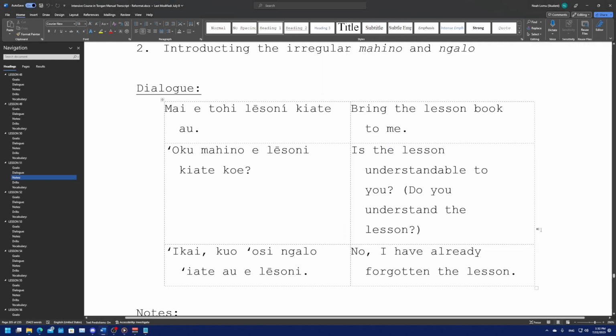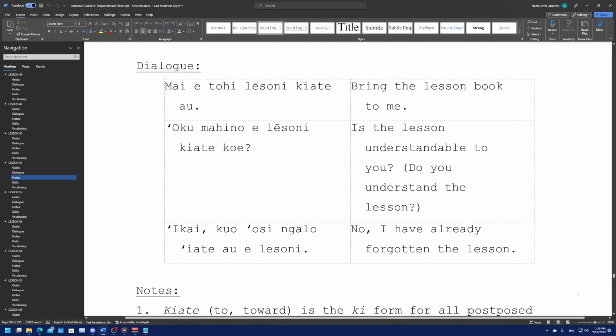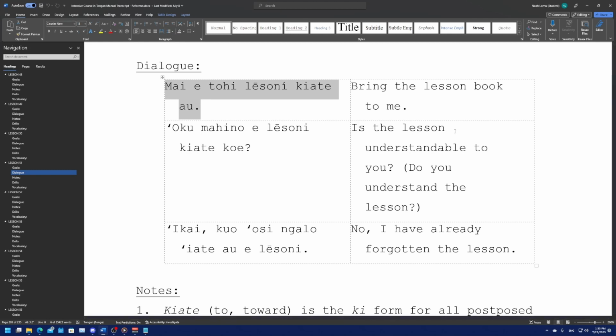Lesson ni mataha dialogue. Mai e tohi lesson ni kia te au. Mai e tohi lesson ni kia te au. Oku mahina e lesson ni kia te koe. Oku mahina e lesson ni kia te koe. I kai, kua o singalo ia te au e lesson ni. I kai, kua o singalo ia te au e lesson ni.